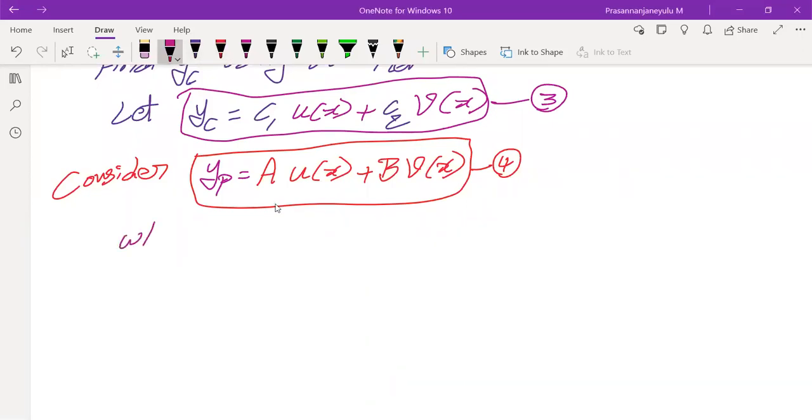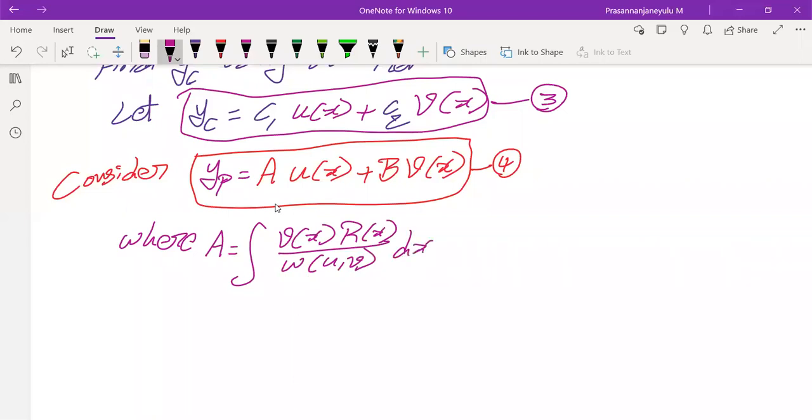We need to find A and B values, where A is equal to the integration of, please make a note carefully, V of X into R of X by W of U comma V into dx, and capital B is equal to the integration of, B is the coefficient of V of X in equation number 4.